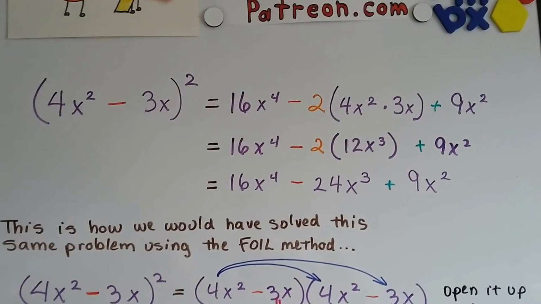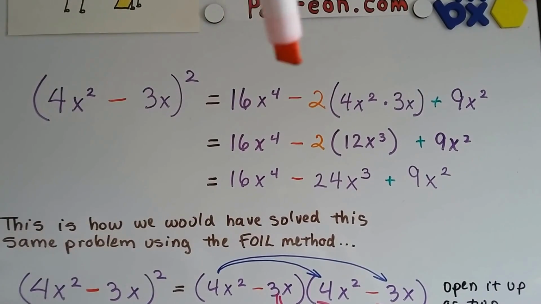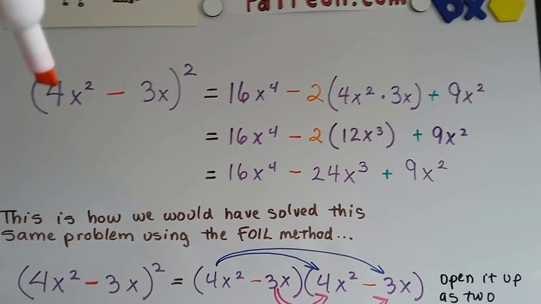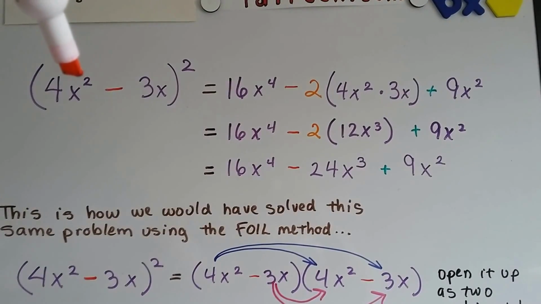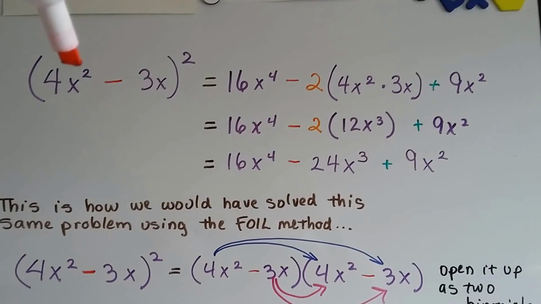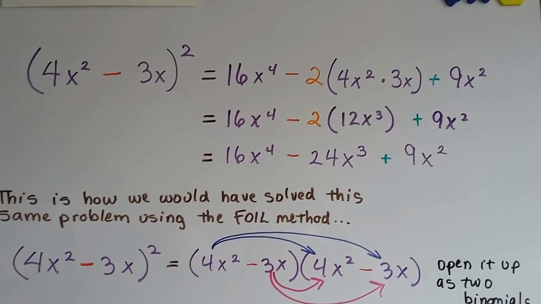So we're going to end up with 16x to the 4th power. Because 4 times 4 is 16, x squared times x squared. We add the exponents, right? Because of the product rule of exponents. So we get x to the 4th.